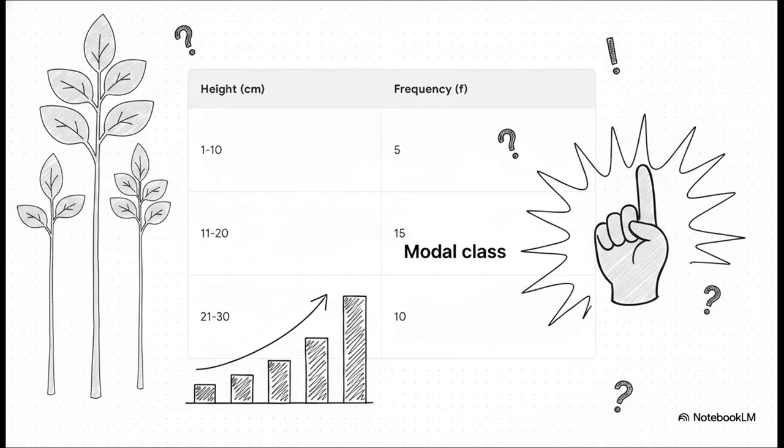And finding the mode in this scenario is incredibly easy. You don't have a single specific number anymore, but if you simply spot the row with the highest frequency, boom, you instantly find your modal class. It really is that simple.